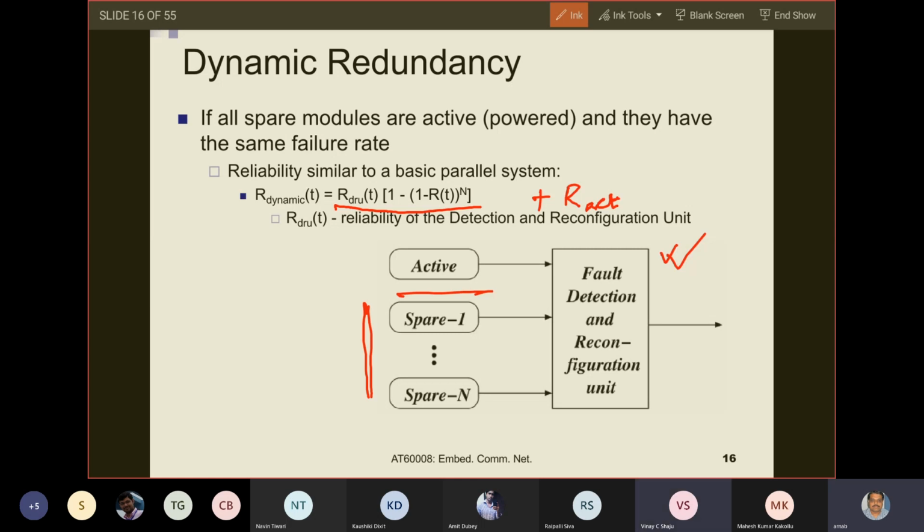Can you tell a bit more clearly? Is it possible? Otherwise, I will say. Sir, when will R_DRU come into the picture?